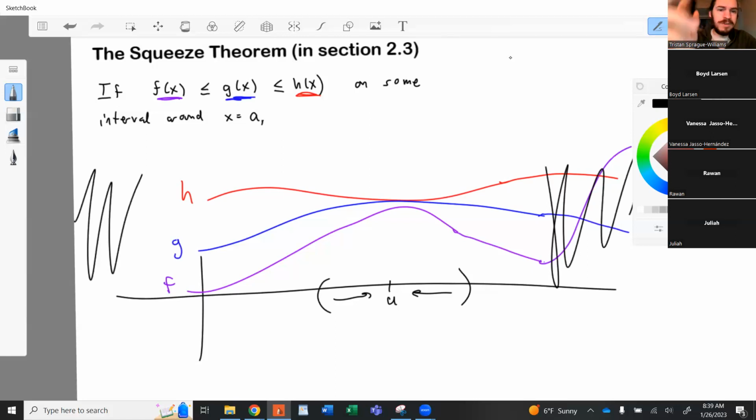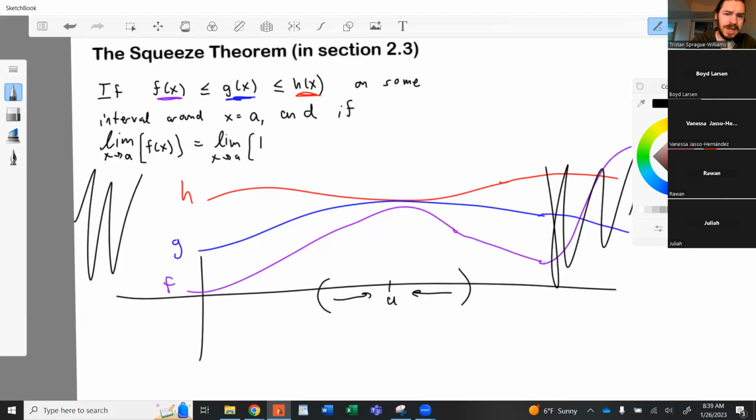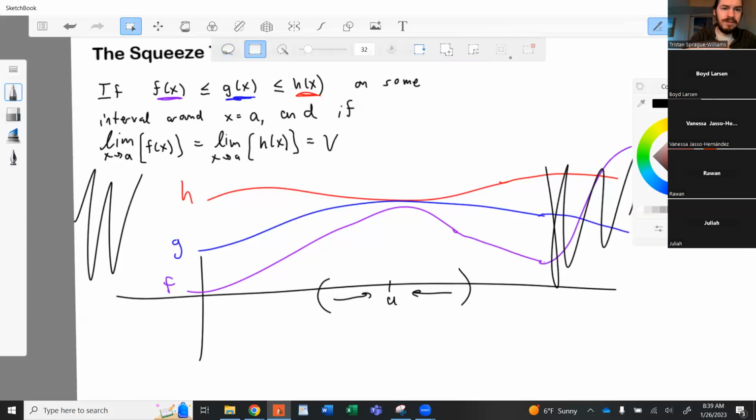Okay, so then what it says is we have a second condition: if the limit as x approaches a of the bottom function f of x is equal to the limit as x approaches a of the top function h of x. If those limits are actually equal, let's give that point a name. Let's say that point is called v. That's some value v. Again, I'm just using the letter v today for values.